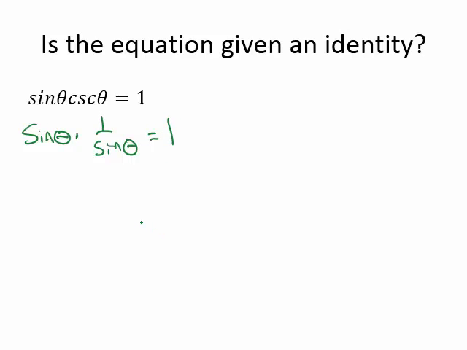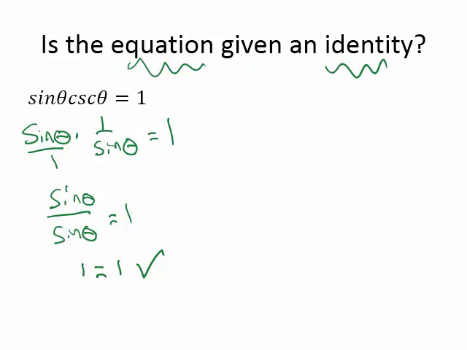Now we're not actually solving an equation. We're not doing anything to both sides of an equation. We're just trying to manipulate one side to make it the same as the other side. And in this case, sine over 1 times 1 over sine is going to give us sine theta over sine theta. And anything divided by itself is 1, so we end up with 1 is equal to 1. And we have indeed verified that the equation is an identity.